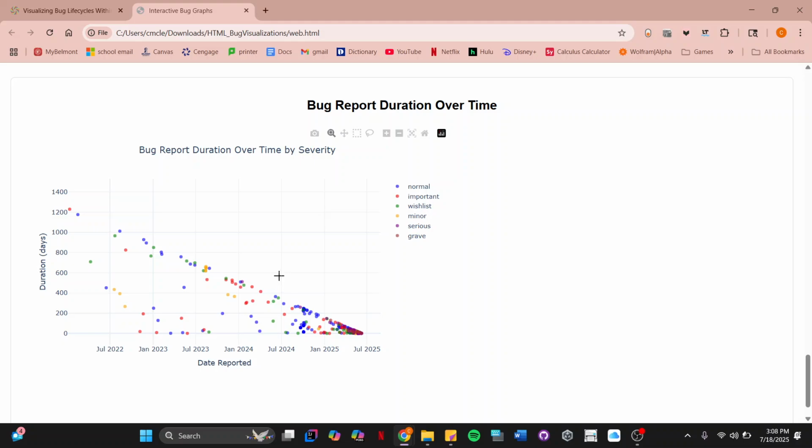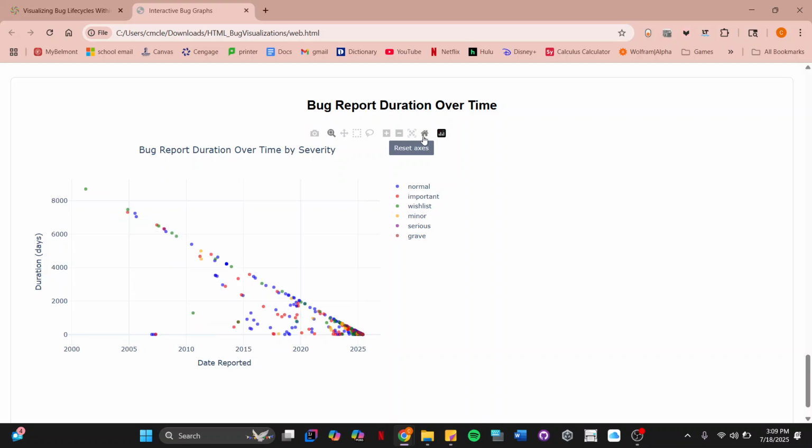So we can also separate them by severity. So if we just want to look at the serious, grave, and important bugs, we can see there's a high concentration of them. However, they are being fixed fast and being fixed faster as they are being reported later on. So I just thought that this was an interesting piece to add into our graph to add a whole other level of insights into how the durations are changing over time.